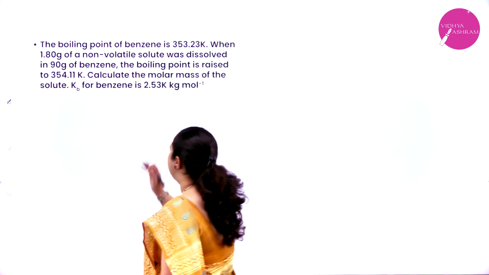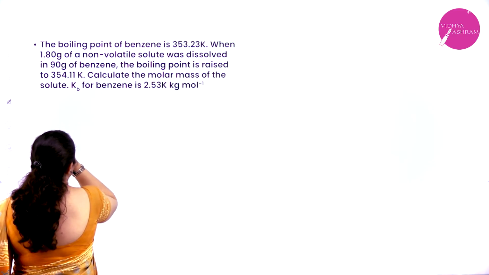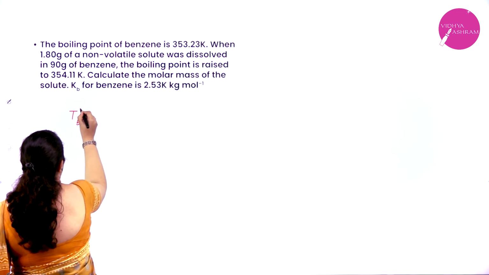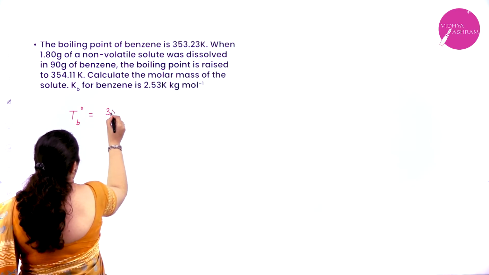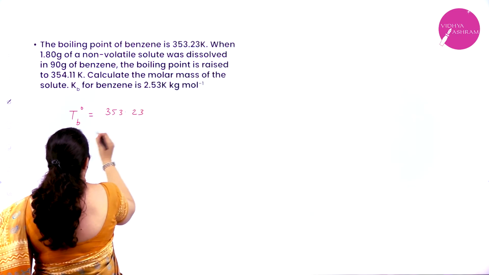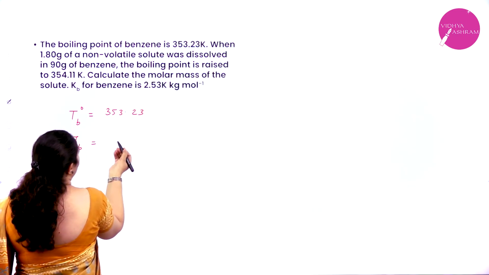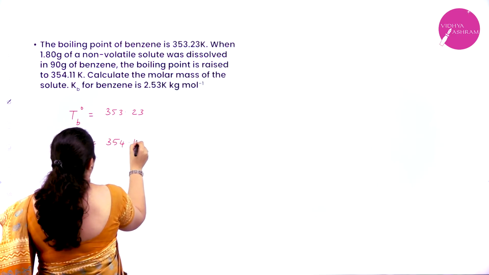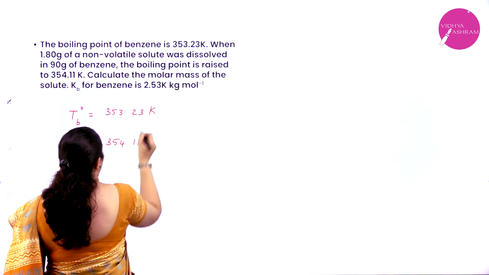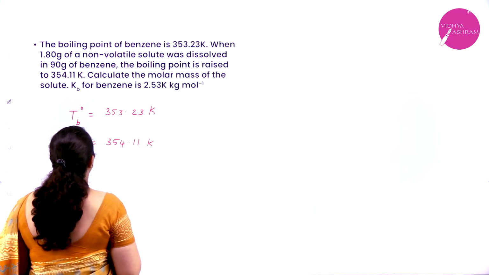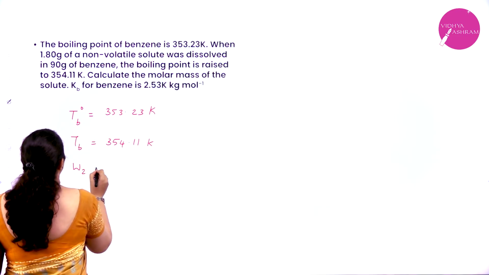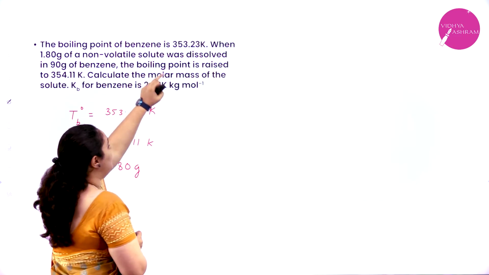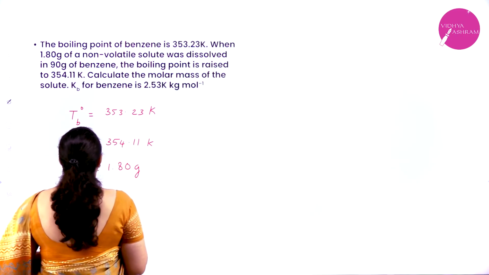So what is given? Boiling point of benzene is given, and then they have given boiling point of the solution. So boiling point of benzene is 353.23 and Tb, that is after adding the solute, it is 354.11. This is both in Kelvin they have given, so we don't have to convert here, it's already given. W2 is 1.80 grams, that is the mass of non-volatile solute. So that is given.